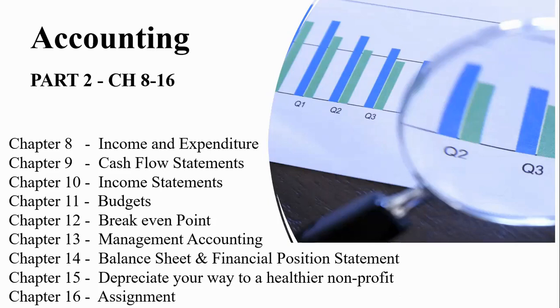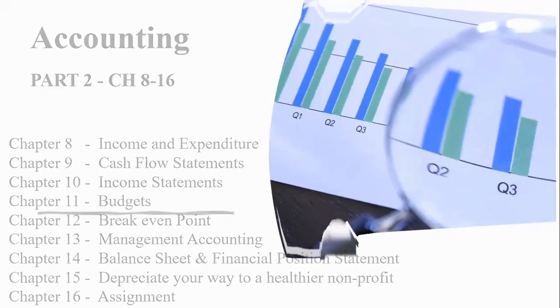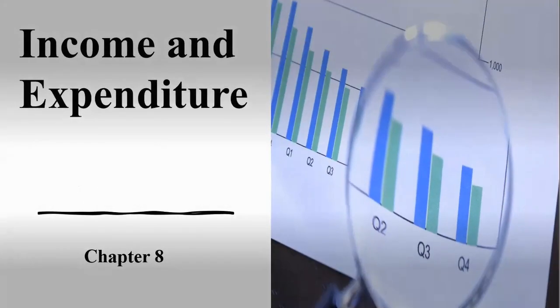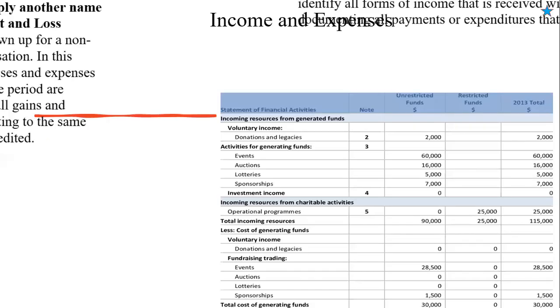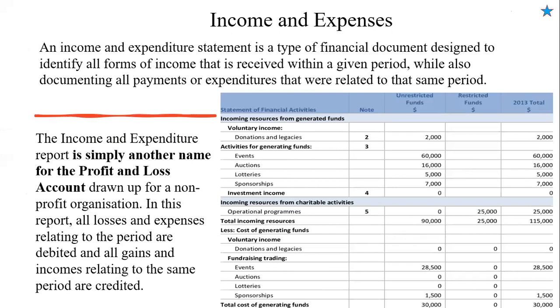Okay, folks, tonight we're going to do the second part of accounting. And we're going to start by looking at income and expenses. And the manual covers a lot of the non-profit aspects. So I'm going to concentrate more on a profit-making scenario.